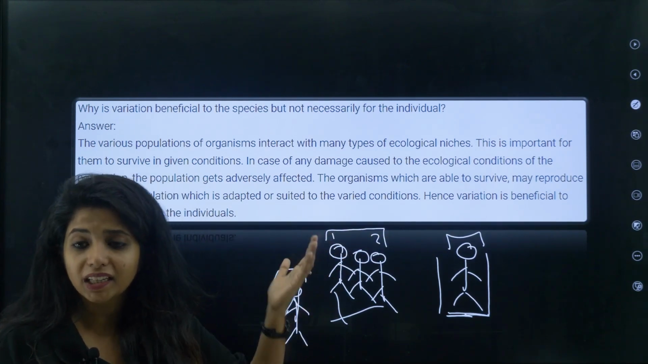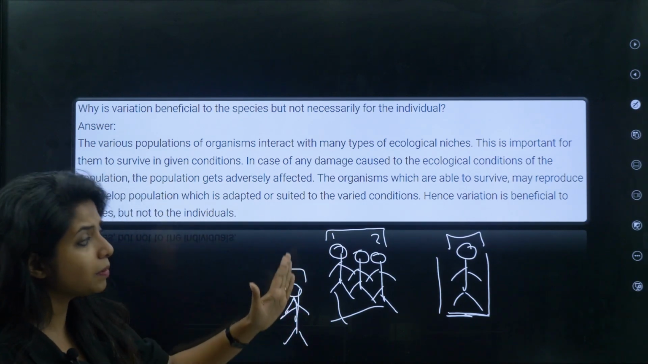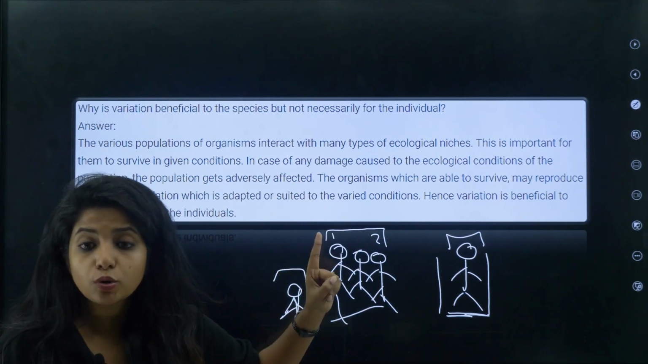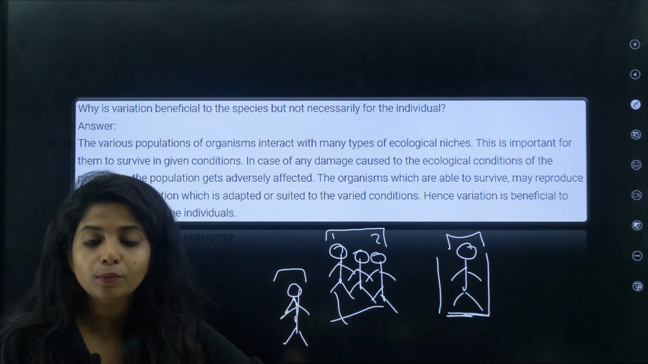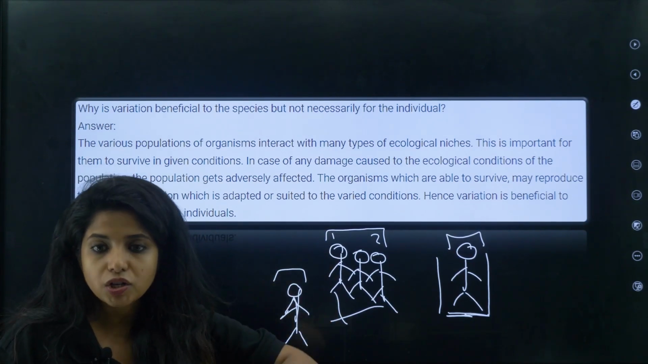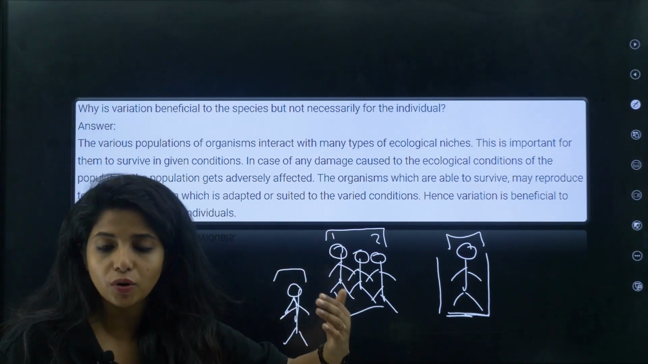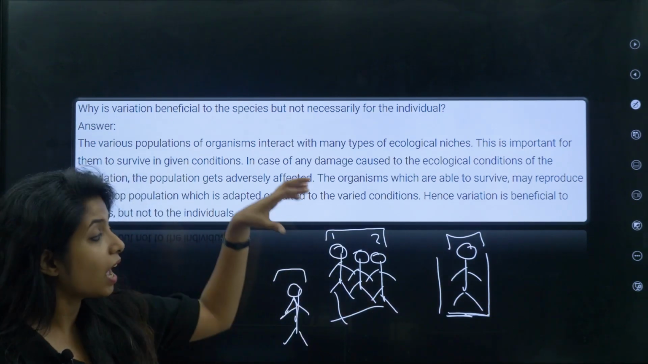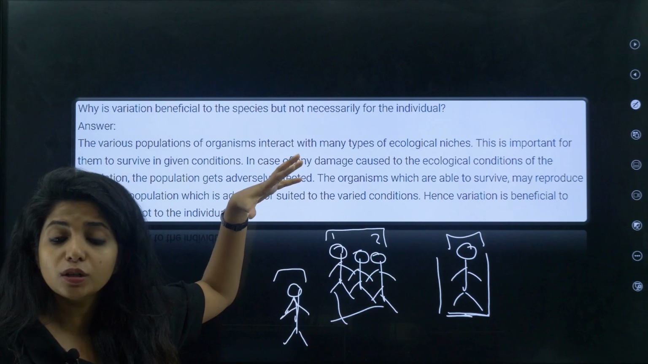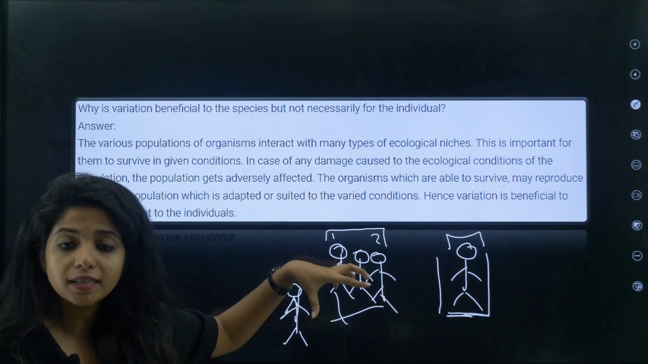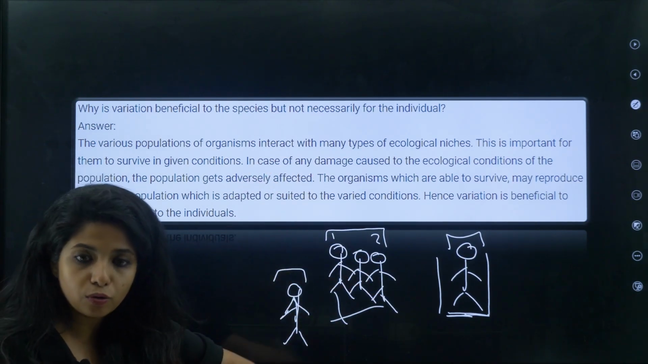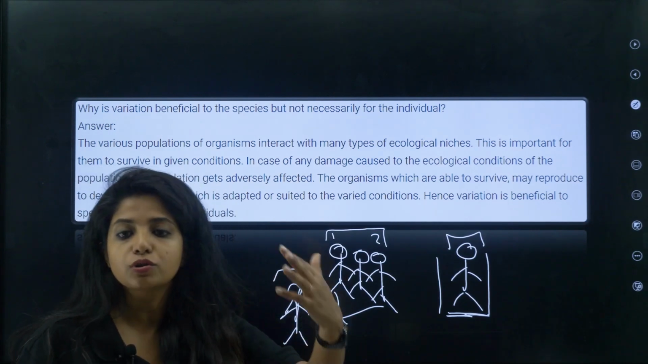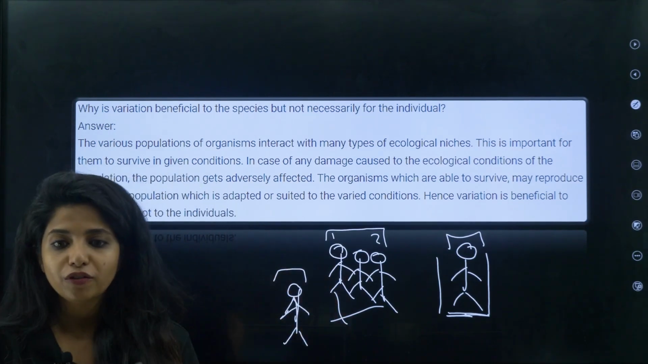Too complicated. You can just remember it like this. Basically, if it is an individual, the individual will not be able to pass on the particular variation through reproduction to any other organism, and it won't contribute to the continuity of the species. But when it happens in a population, in a species, the organisms having variations can reproduce and pass on their variations to other organisms and let them also survive. This is how you have to frame your answer.